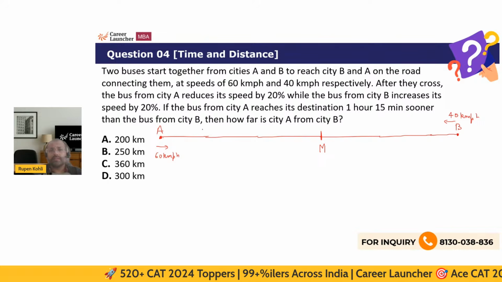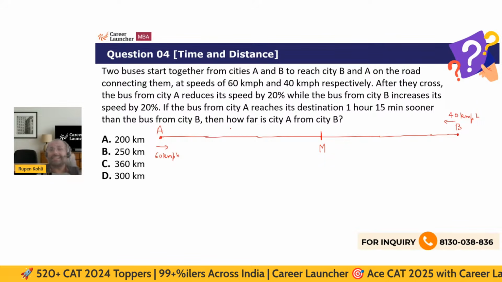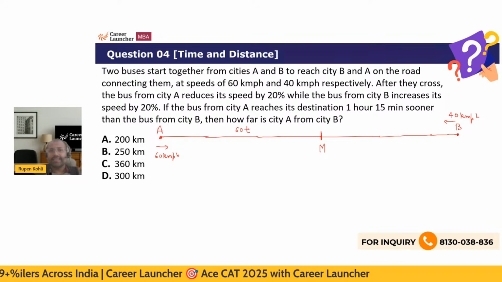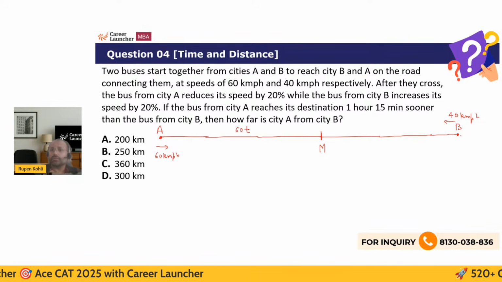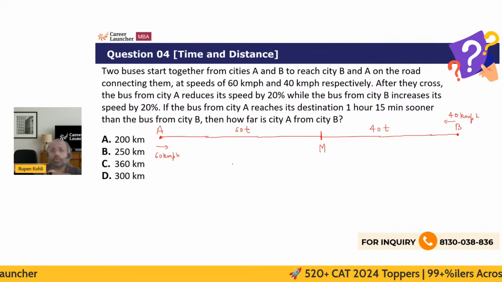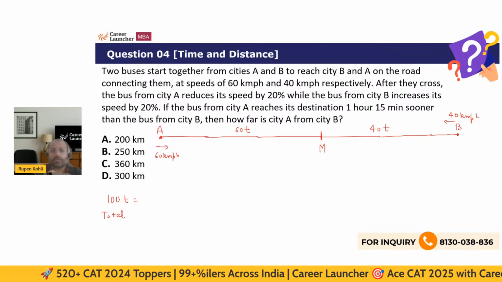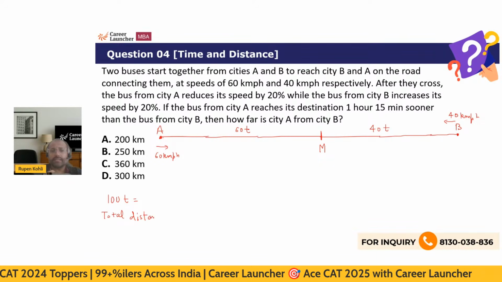Hence, somewhere, let's say around here at a 60% mark, so this is the meeting point M, let's say, right? This bus having traveled for, let's say, t hours, this distance becomes 60t, and the bus from city B having traveled for also t hours, this distance becomes 40t. So the total distance becomes 100t. So my answer is the value of 100t. That is the total distance of the journey. It is this t which I have to find.